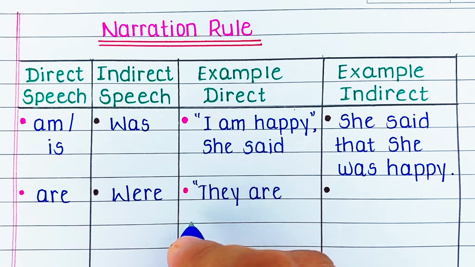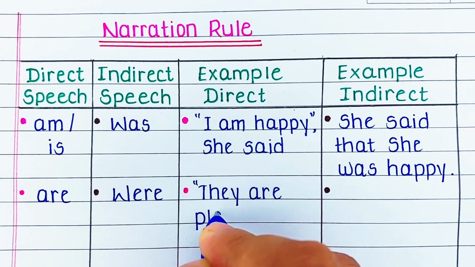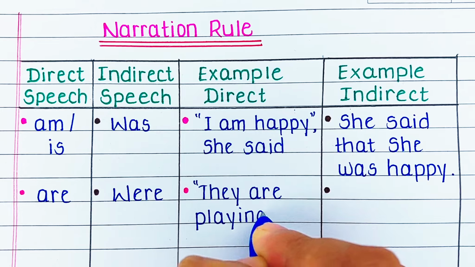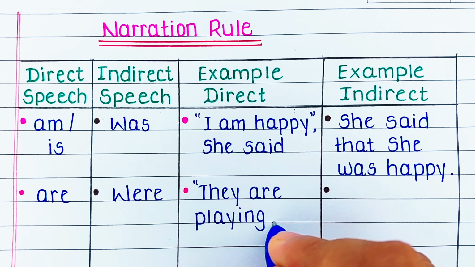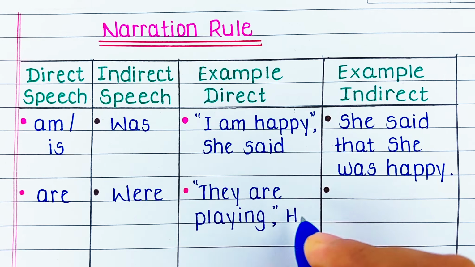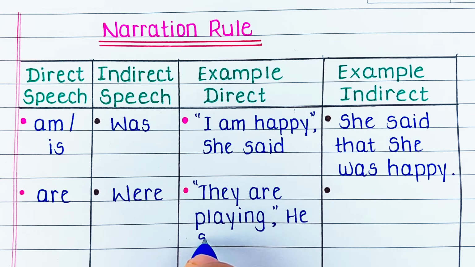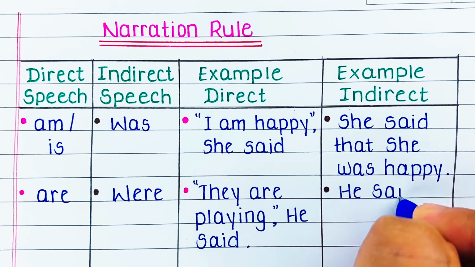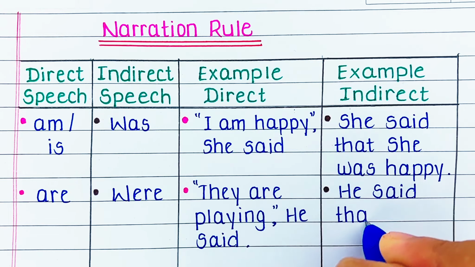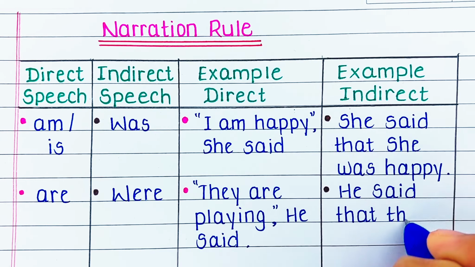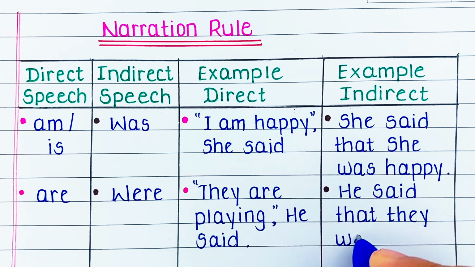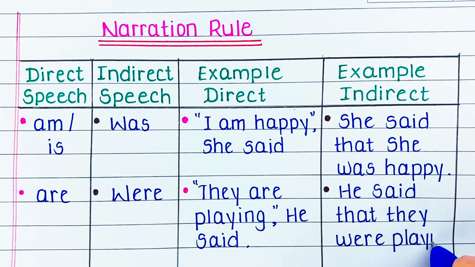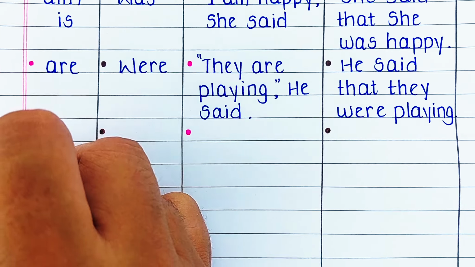Next up, are in direct speech will be written as were in indirect speech. Example, "They are playing," he said. In indirect speech, we will write he said that they were playing. So, as you can see, the are here is replaced by were in the indirect speech.